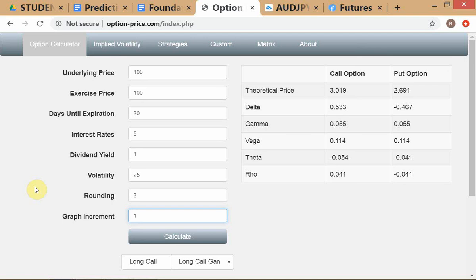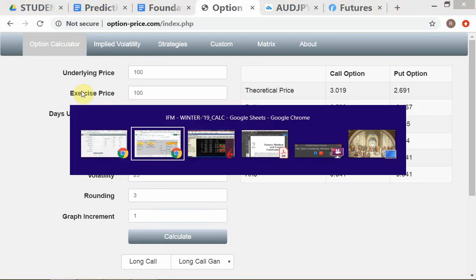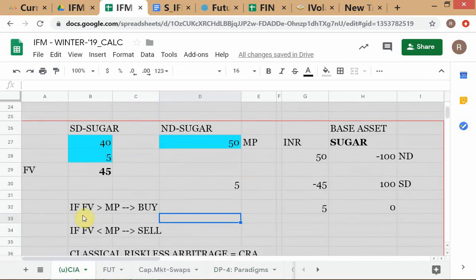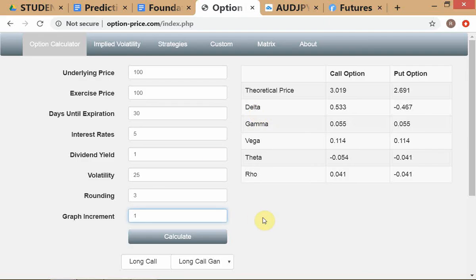Very good, excellent, this is the right answer. The vol input is subjective. So in any case of true AFV, we cannot have any model input to the fair value which is subjective. Everything has to be objective, clearly observable in the marketplace. Is this clear? But we have this problem in the option pricing model: we have a vol input which is subjective.